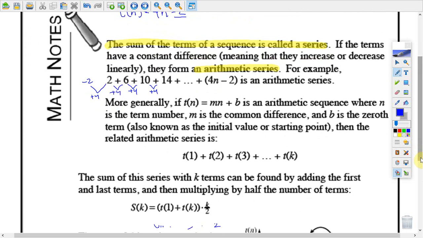More generally, if t of n equals m times n plus b, then it's an arithmetic series where n is the term number, m is the common difference or slope, b is the 0th term, also known as the initial value or starting point, and the related arithmetic series is t of 1 plus t of 2 plus t of 3 all the way to t of k. So our first term is t of 1, and our last term is t of k.